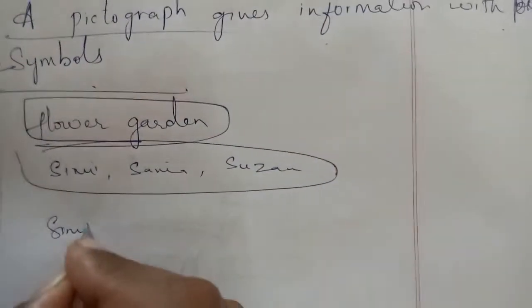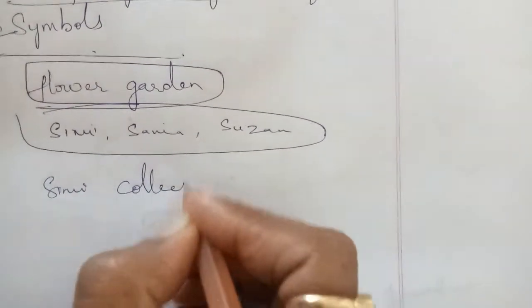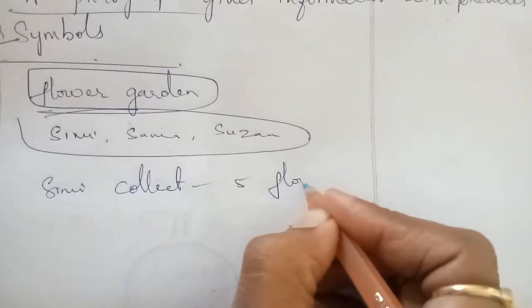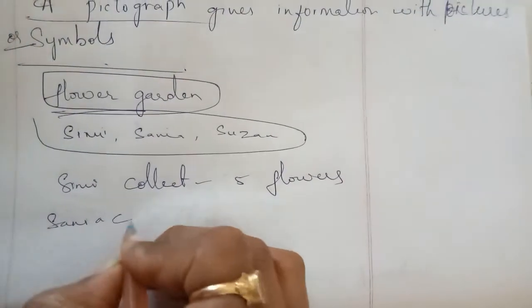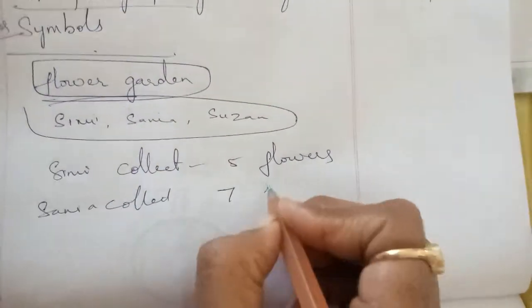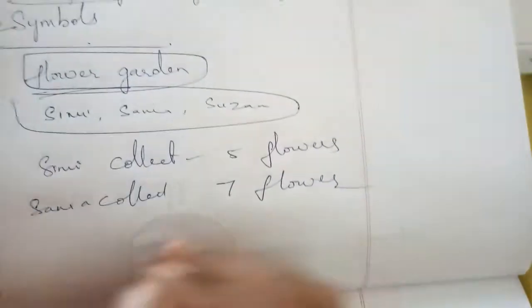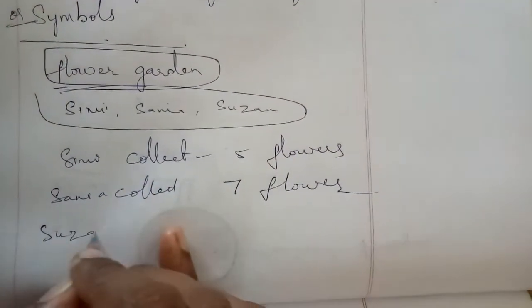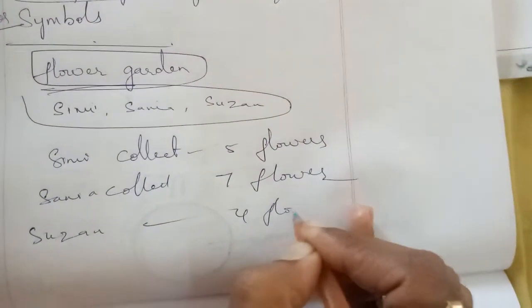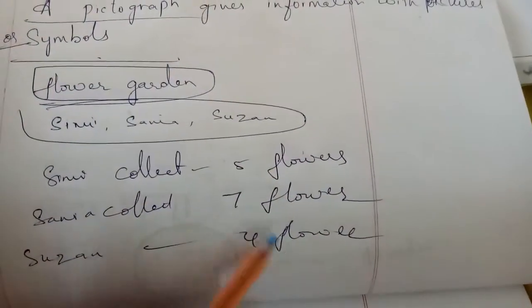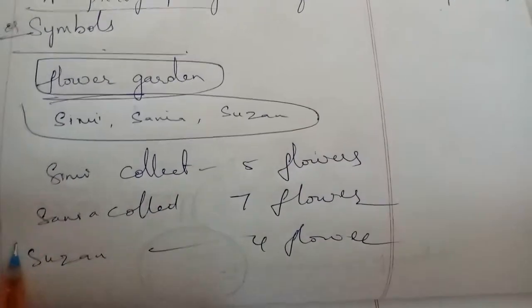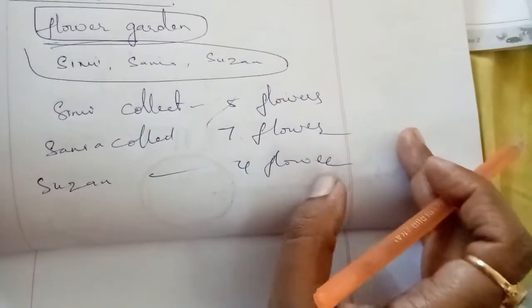Simi collected 5 flowers. Sania collected 7 flowers. Suzanne collected 4 flowers. How many flowers did they collect? Simi collected 5 flowers, Sania collected 7 flowers and Suzanne collected 4 flowers.